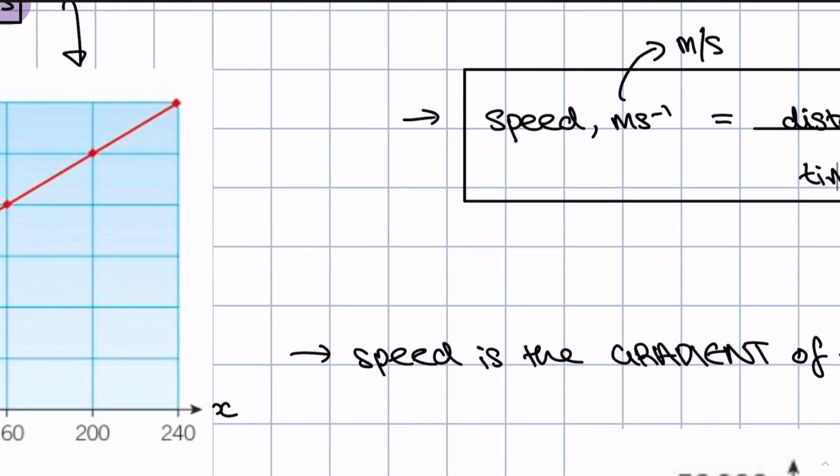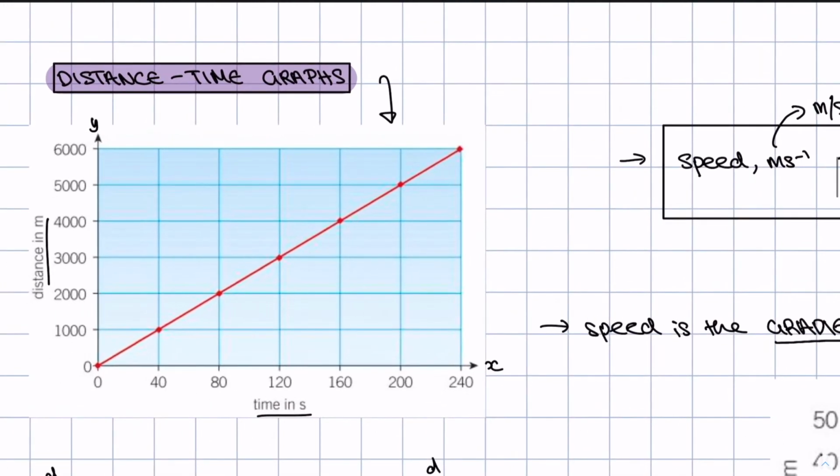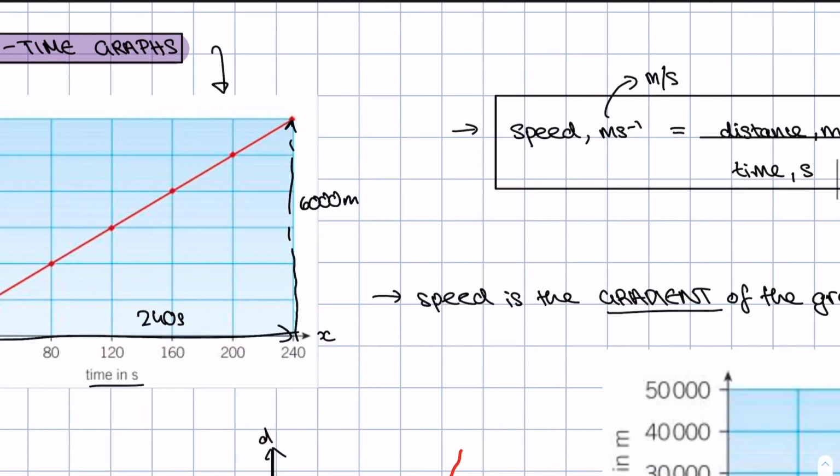Now, you might have inferred from the graph that because speed is distance over time, the speed is the gradient of our graph. So for this graph here, we see how far it has travelled in its journey. We've got the distance, i.e. the rise of the graph, and that's 6,000 meters. And it's travelled that over the run of the graph in 240 seconds. We can plug that into our equation here, and we can say that the speed of this object is therefore 6,000 over 240, and that comes out to be 25 meters per second. And that's a really quick calculation that you need to be able to do in your exam.